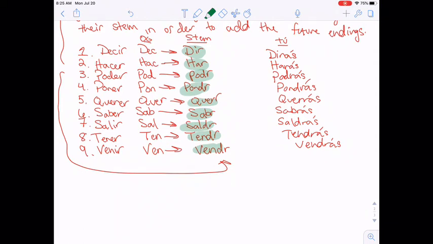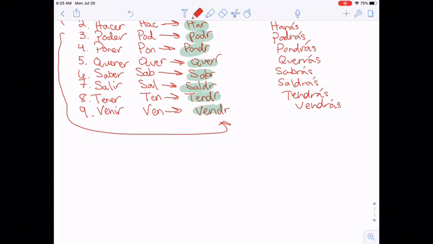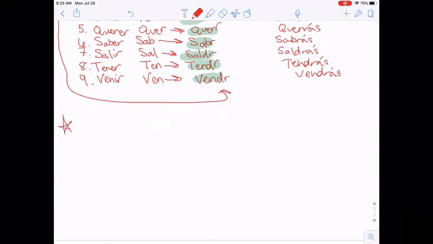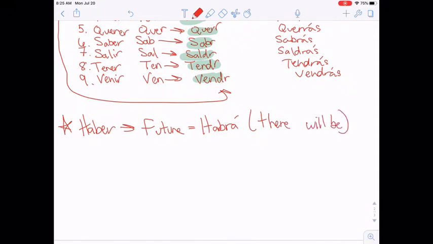Okay? So we do have the future tense of haber, which is irregular. Haber, future, only one form, habrá, okay? And it translates to there will be. So you're never going to conjugate haber with like the tú form, okay? You're only going to conjugate it in the third person singular, and so that means there will be, okay?